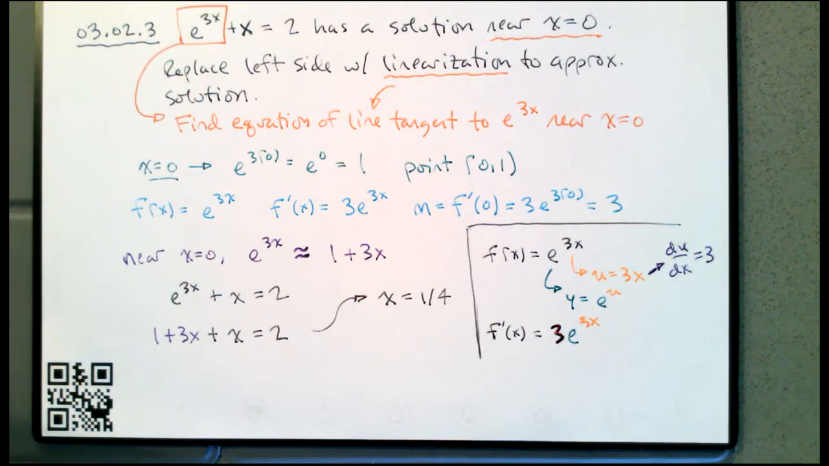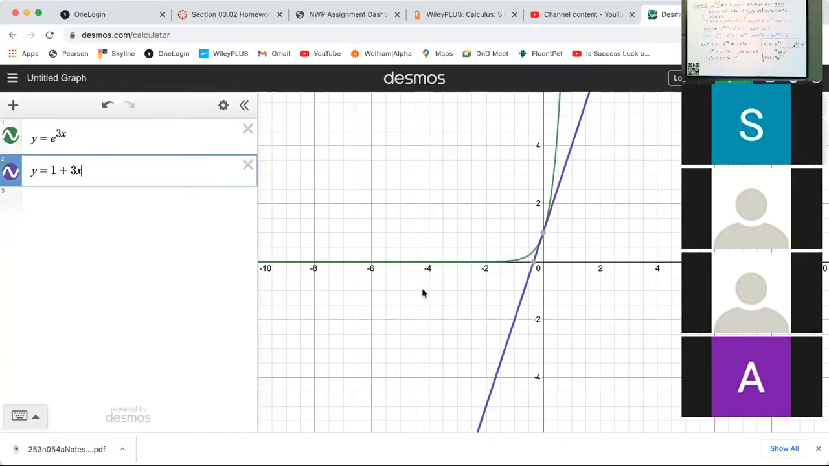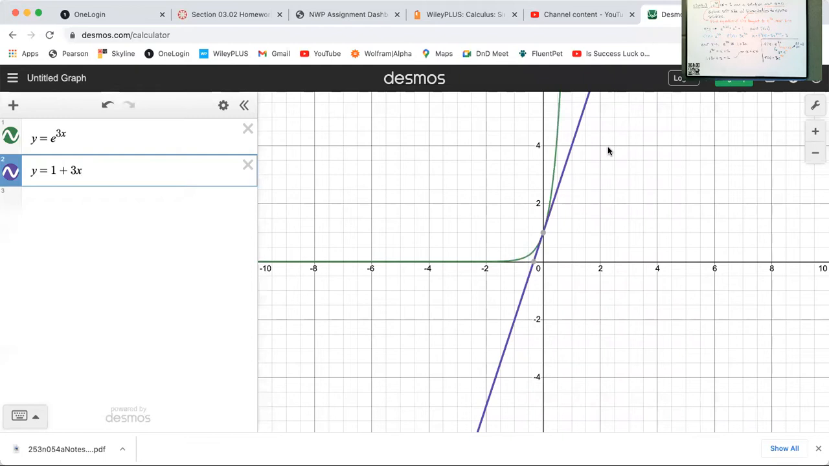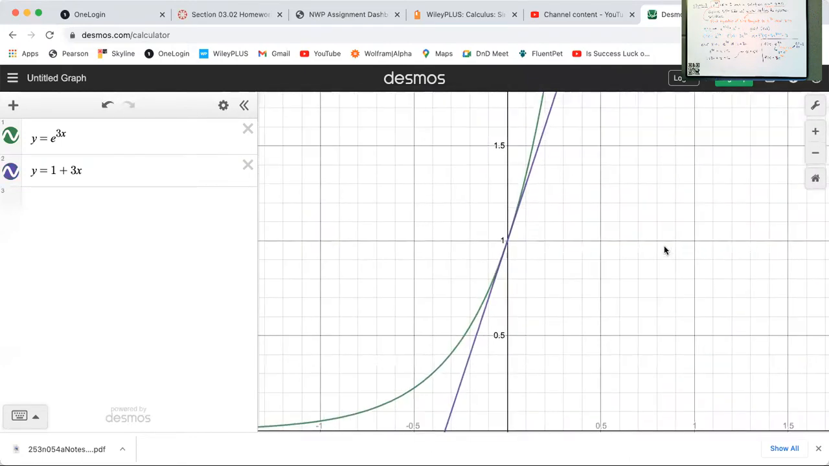If we take a look at the function e to the 3x and the tangent line 1 plus 3x near x equals 0, we can see that the line is very close to e to the 3x near 0. Then e to the 3x does its horizontal asymptote thing, and y equals 1 plus 3x does its linear function thing. But the closer we look, the more the line resembles the exponential function.